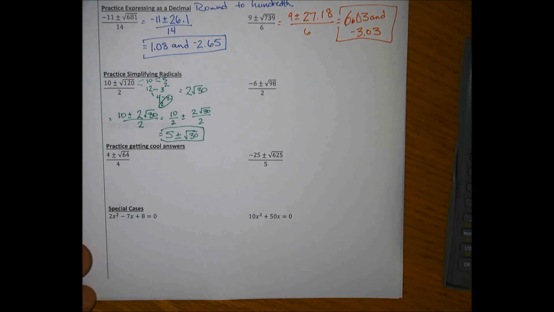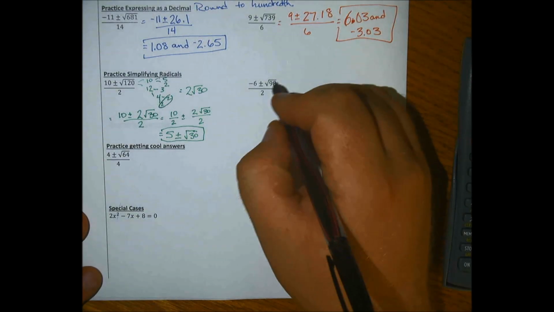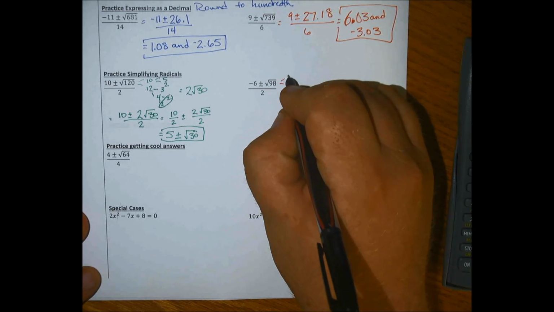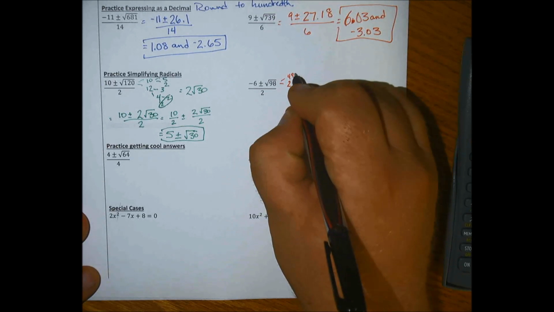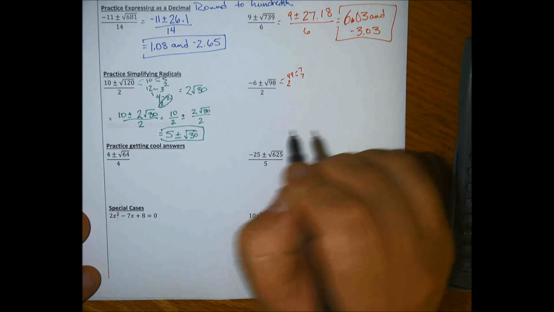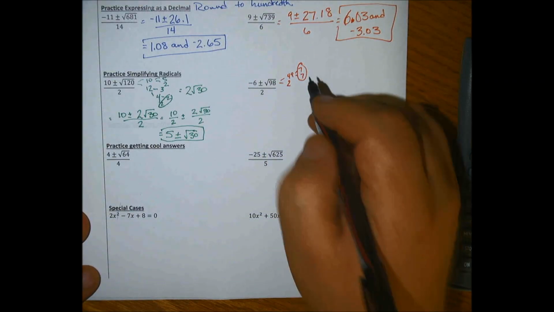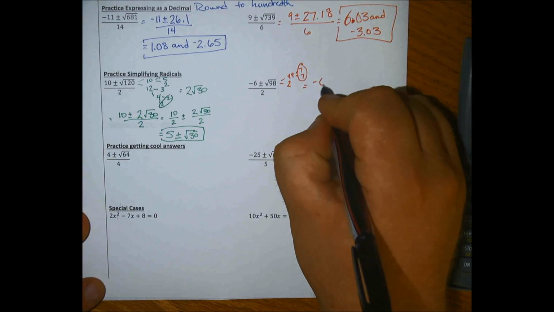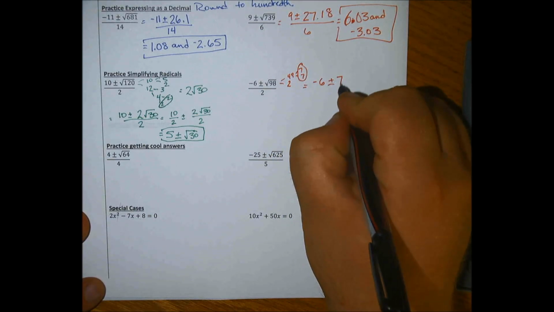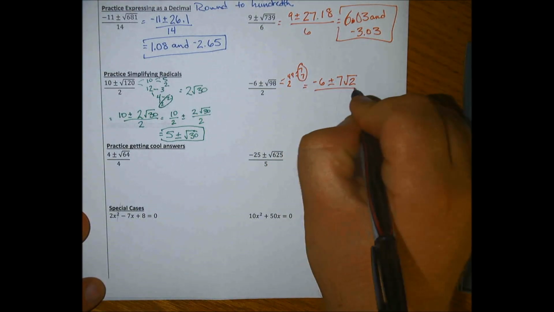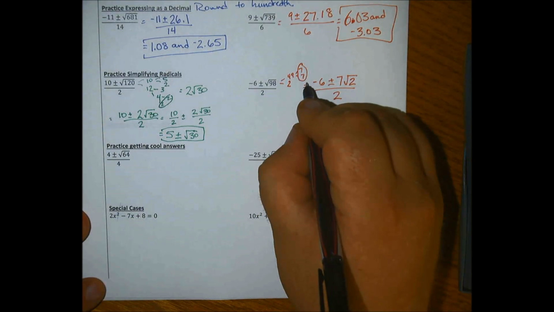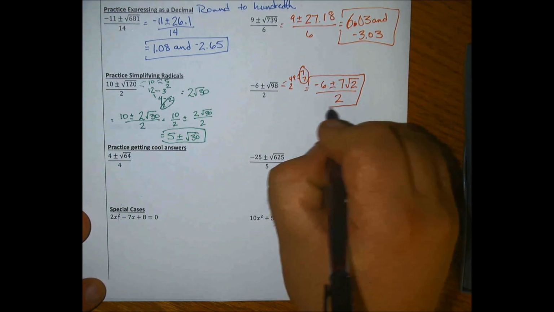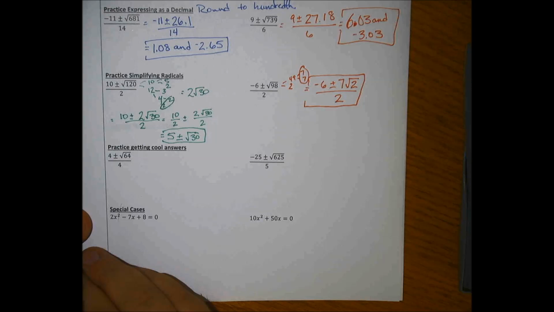Okay, welcome back. Hopefully you had a chance to get that done. Let's see what we have here. 98 splits up into 49 and 2. And 49 splits up into 7 and 7, giving me an exit buddy of 7. So this is negative 6 plus or minus 7 root 2 all over 2. There's no way to make reducing that worth it.